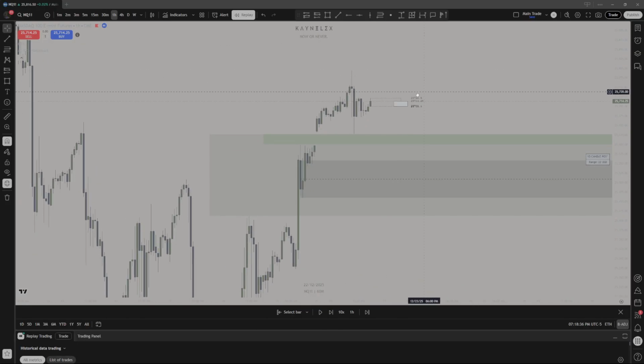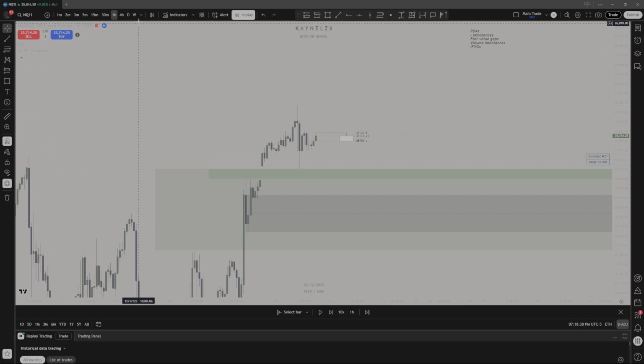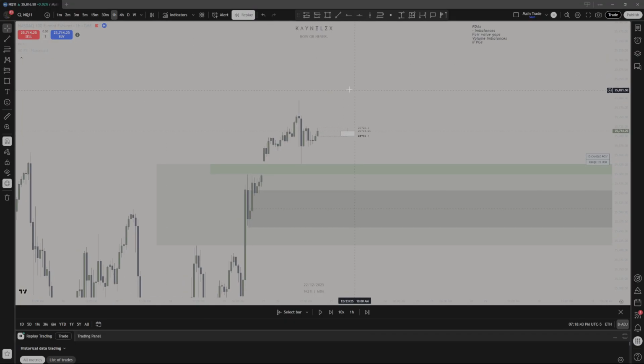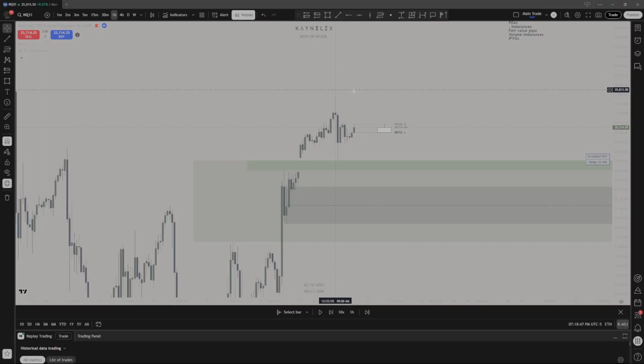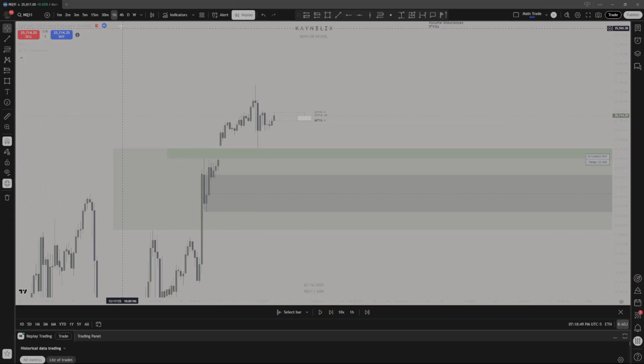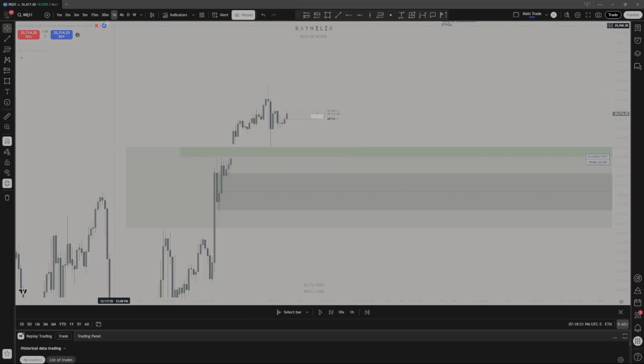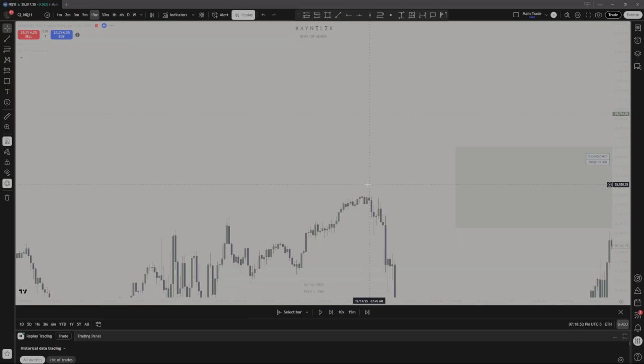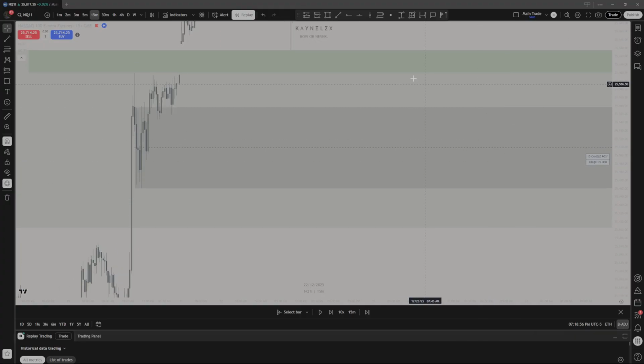So now, after we marked out our PD arrays from the daily time frame down to the 4 hour, down to the 1 hour, you can go down to the 30-minute, but I don't like to mark out 30-minute, honestly. So that's up to you if you want to do that. And now you need to mark out your standard deviation. How do you mark out the standard deviation?